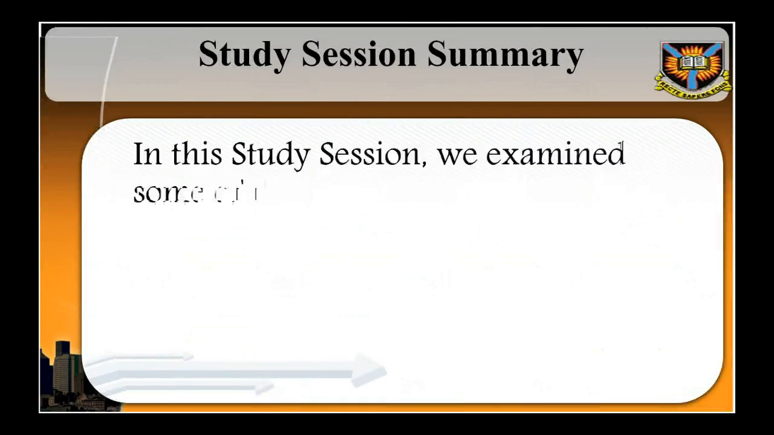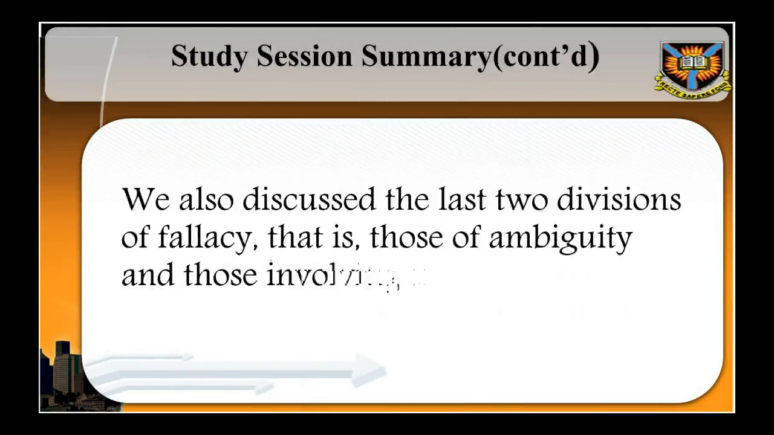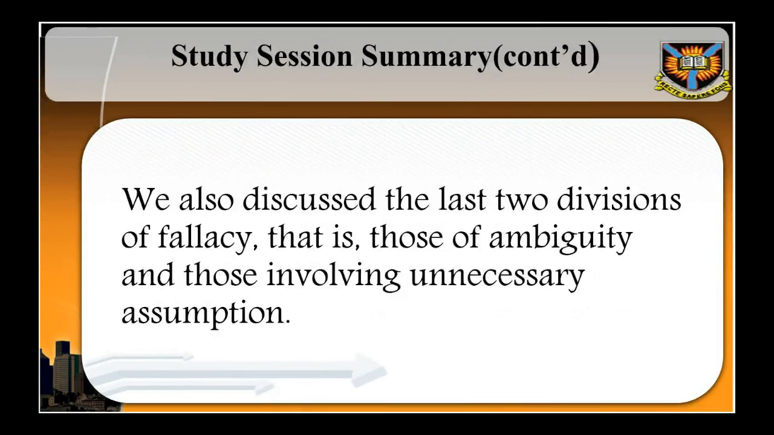Study session summary. In this study session, we examine some of the informal kinds of fallacies like argumentum ad hominem, ad baculum, ignorantium, misericordiam, straw man, tu quoque, among others. We also discussed the last two divisions of fallacy, that is, those of ambiguity and those involving unnecessary assumptions.